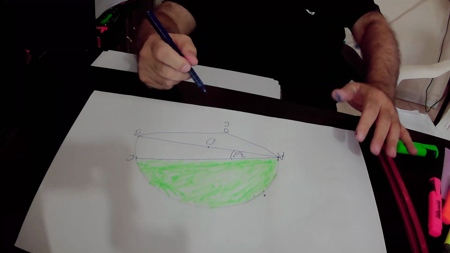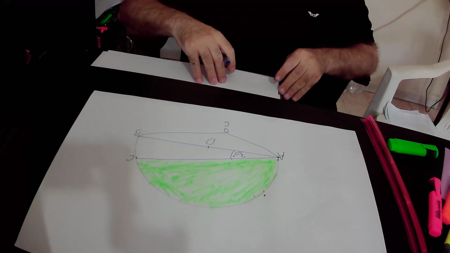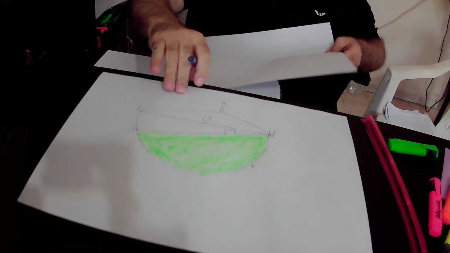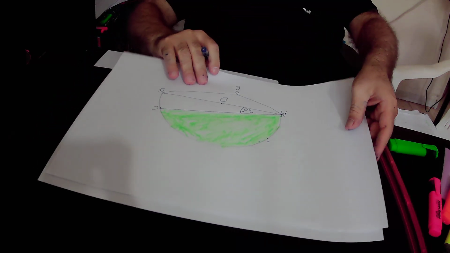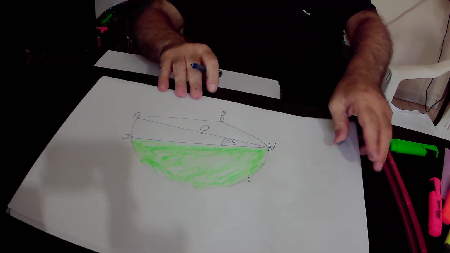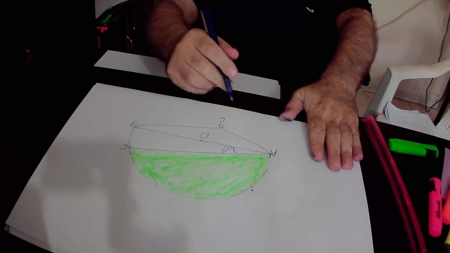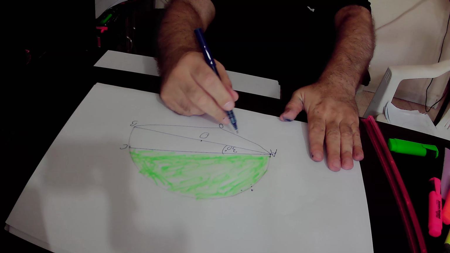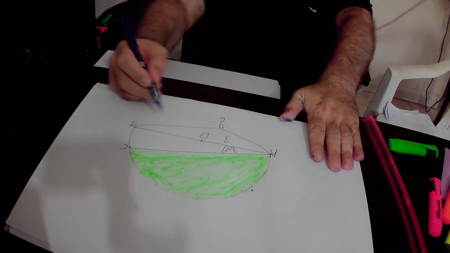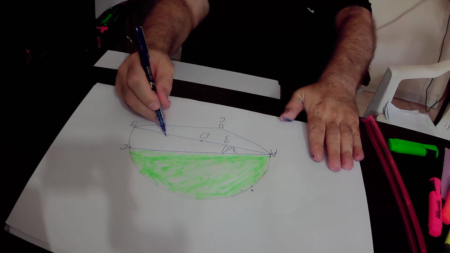We know that the diameter of this semicircle AB equals 6 units. Therefore, the radius must be equal to half of it. That is to say, the radius AO equals 6 over 2, that is 3 units. So AO equals 3 units, and the radius OB also equals 3 units.